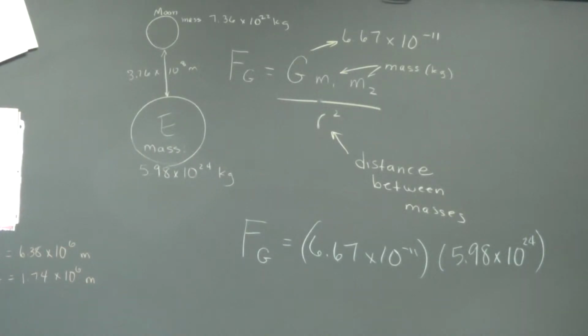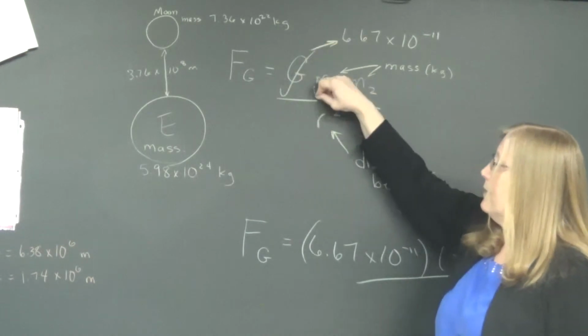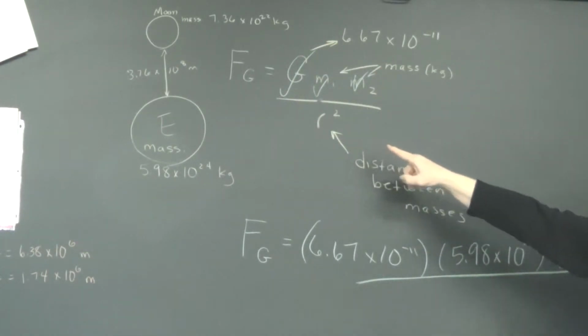And what's the next one, Emily? 7.36 times 10 to the 22nd. All right, and that's also in kilograms. So we've done this, this, and this. So now the trickier part.